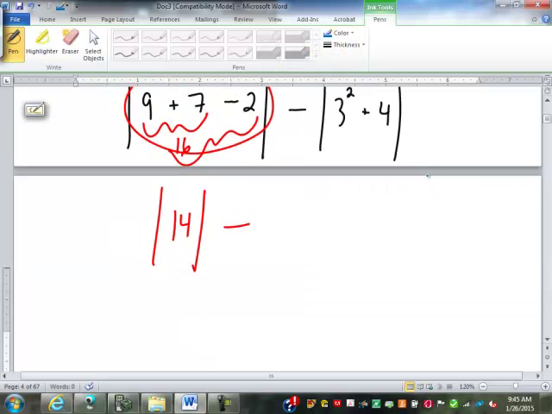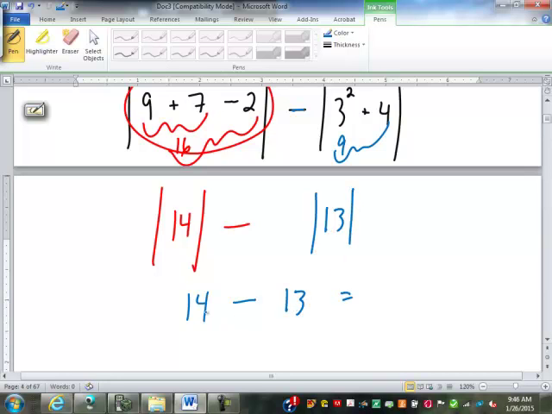What's the absolute value of 14? 14. So the minus is still there. Then over here, another enclosing symbol with the absolute value signs. Inside there, we're going to do 3 squared, which is 9, plus 4, 13. Absolute value of 13, 13. So we got 14 minus 13 makes 1. What do you think?